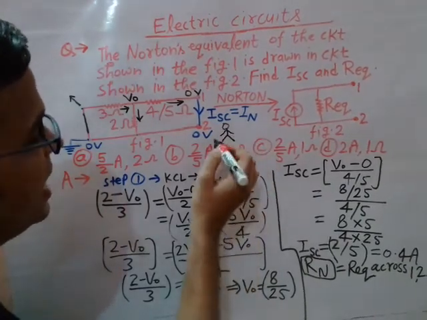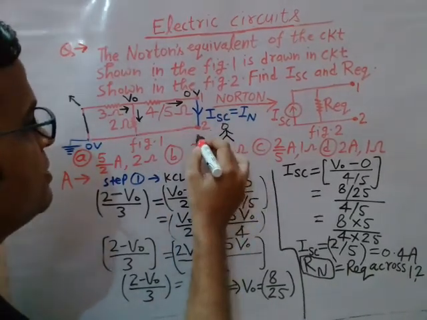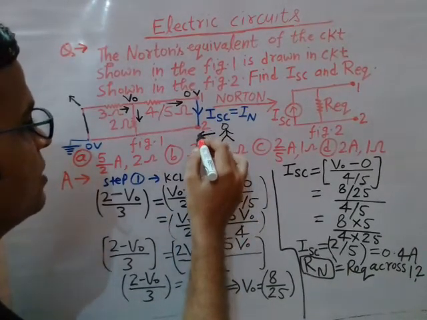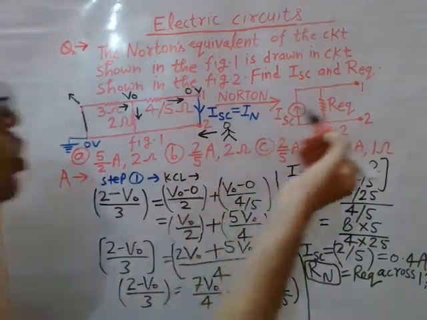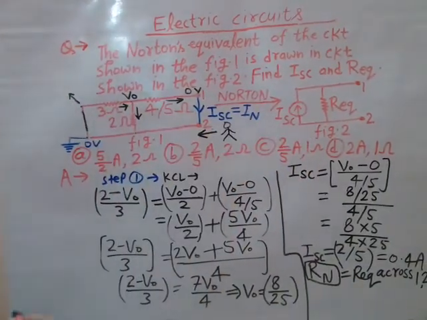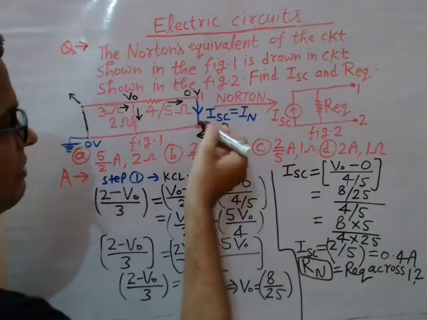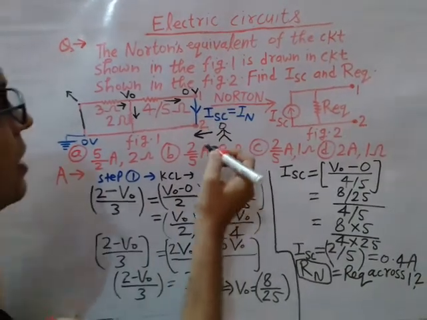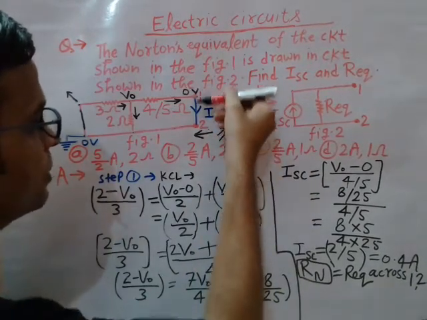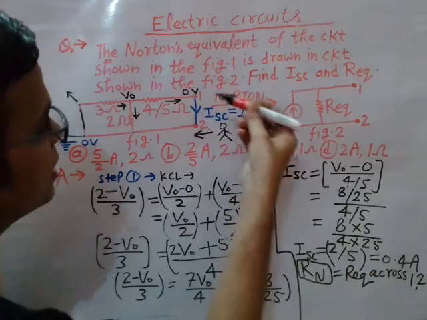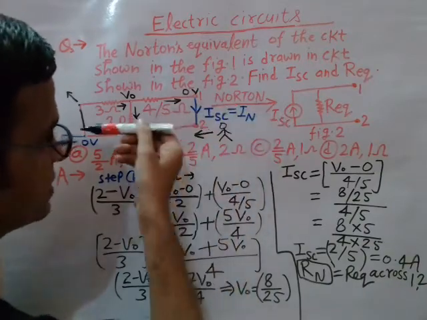You stand here and look towards the network, right? That means you should stand across those terminals where you want to find out the Norton's or Thevenin's resistance and look towards the network like this. Then you start finding out the Thevenin's or Norton's resistance. So if you stand here across the desired terminals across which you have to find out the Norton's or Thevenin's equivalent, and you look across the terminals like this, right?